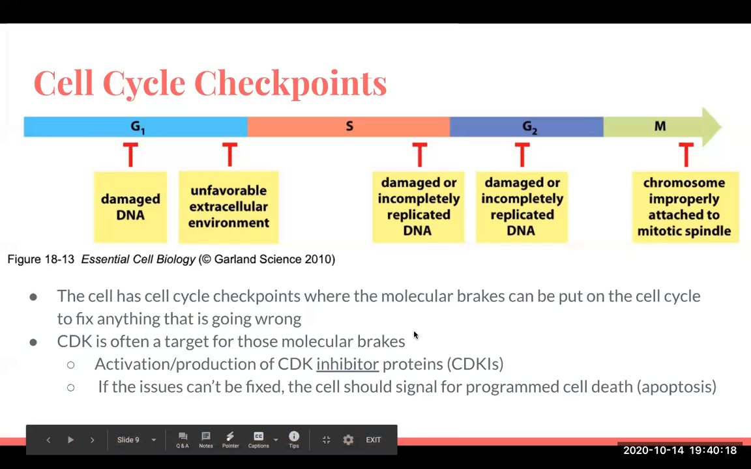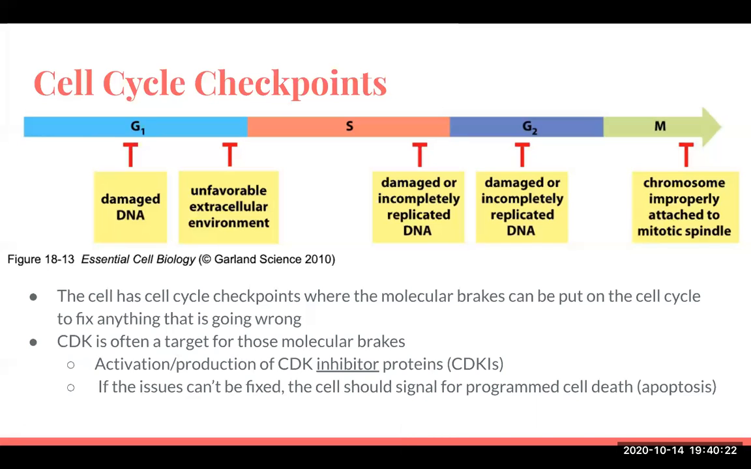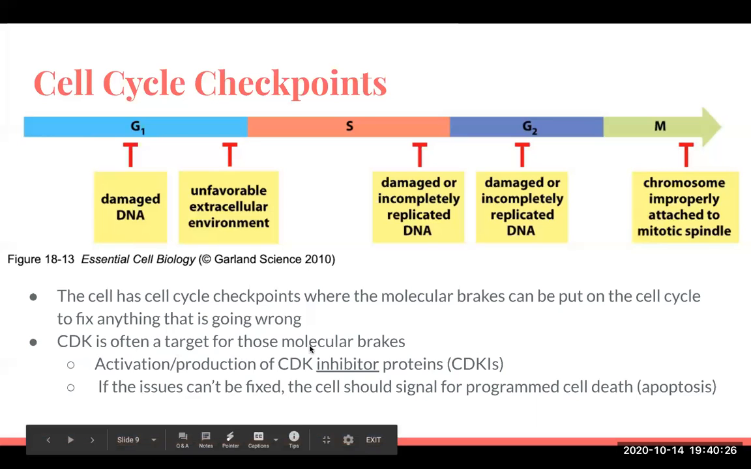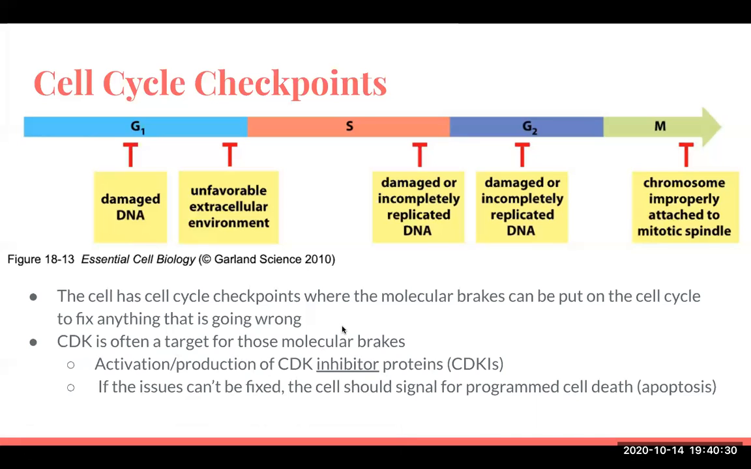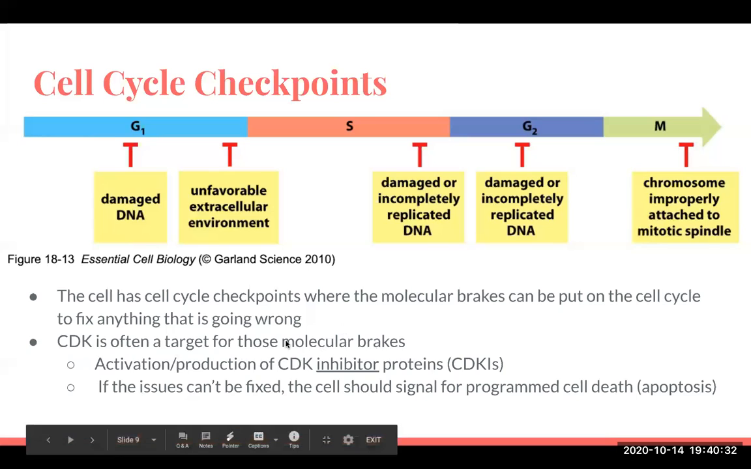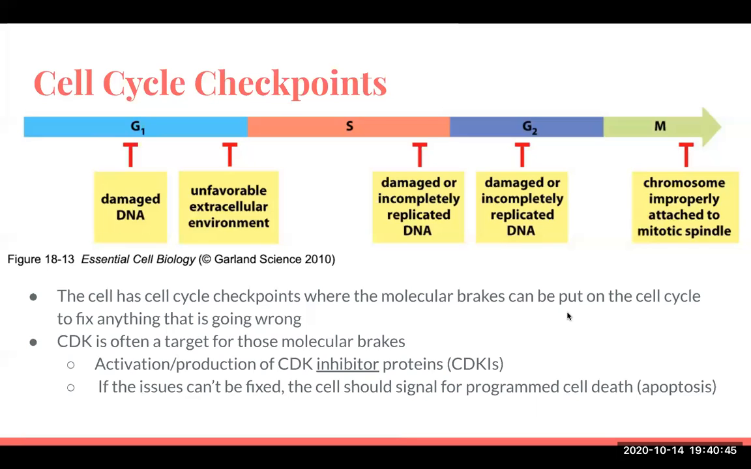The way you activate these molecular brakes is through targeting CDK. So you'd either upregulate production of CDKIs, or you'd activate them with certain cyclins or something. If the issue can't be fixed, then the cell pretty much just kills itself. It'll go through programmed cell death, or apoptosis. You wouldn't want to replicate a damaged cell because that can cause more problems.